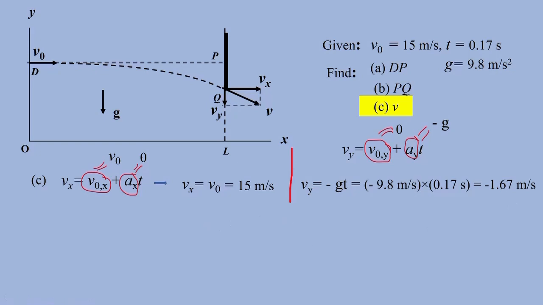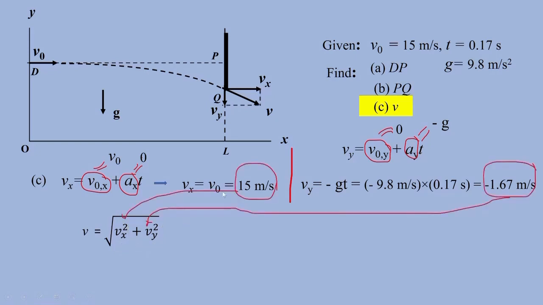Now we recollect that v, magnitude of velocity v, is equal square root of vx squared plus vy squared. We plug in numbers which we got previously, and we will obtain the answer 15.1 meters per second. So the problem is solved completely.